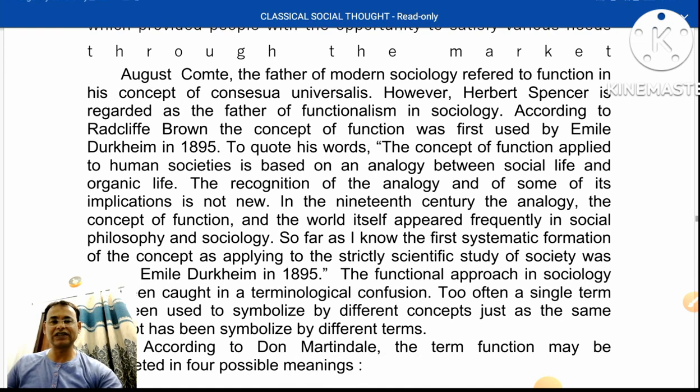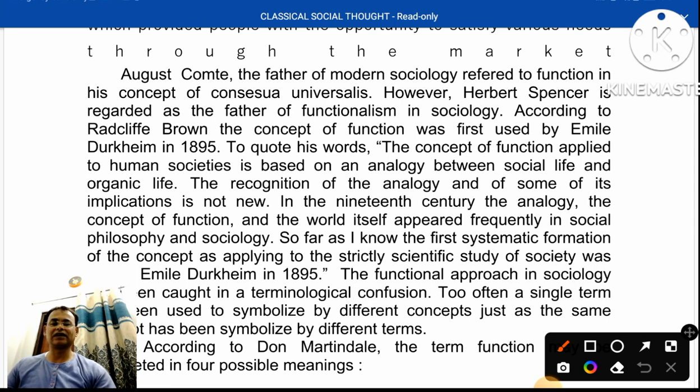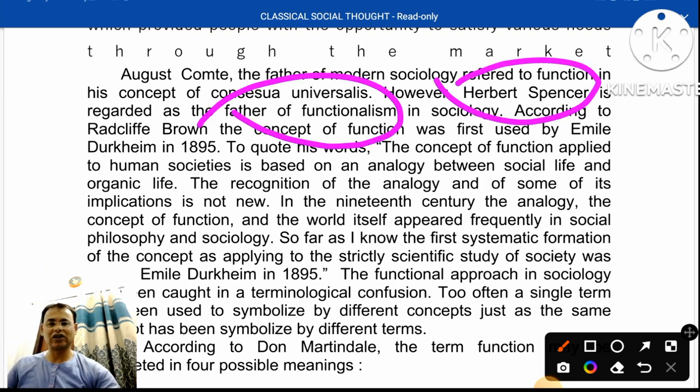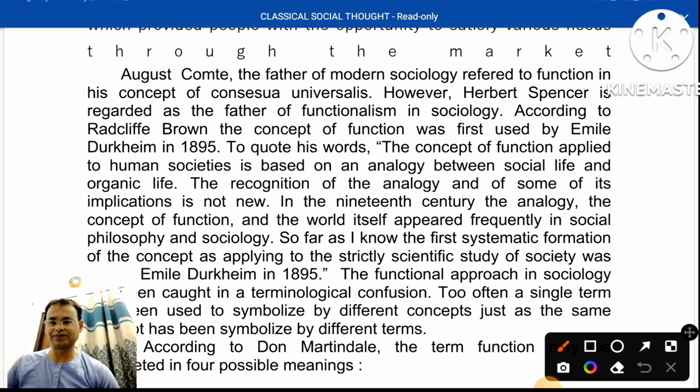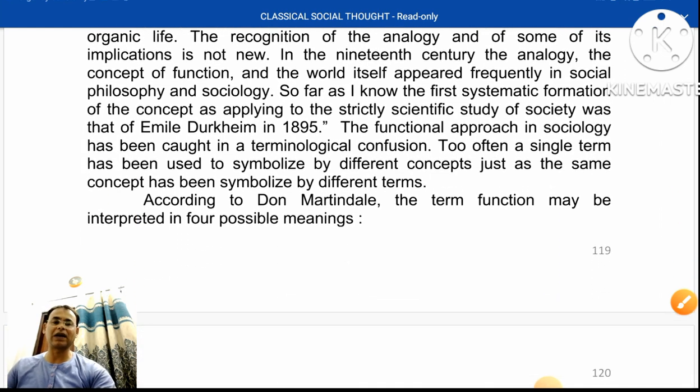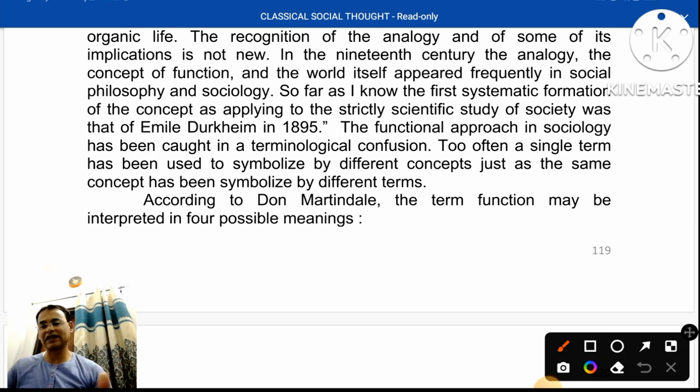Auguste Comte, the father of modern sociology, referred to function in his concept. However, Herbert Spencer is regarded as the father of functionalism in sociology. According to Radcliffe-Brown, the concept of function was first used by Durkheim in 1895. To quote, the concept of function applied to human society is based on an analogy between social life and organic life. The recognition of the analogy and some of its implications is not new. In the 19th century, the analogy and the concept of function appeared frequently in social philosophy and sociology. So far as I know, the systematic formulation of the concept applying to the strictly scientific study of society was that of Emile Durkheim.